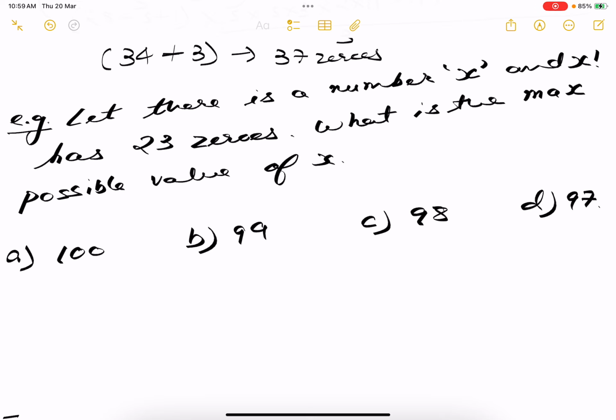Okay, now let's take this question. This is a bit different kind of a question. It says there is a number x, and x factorial has 23 zeros. What is the maximum possible value of x? Let's see how we can do it. We have to find what could be the maximum possible value of x.